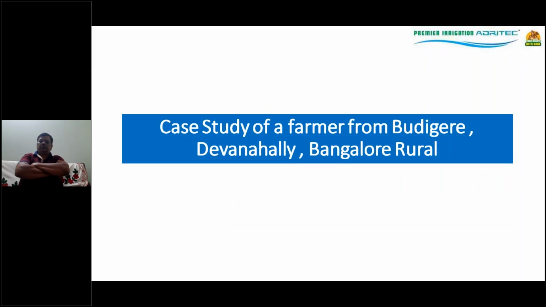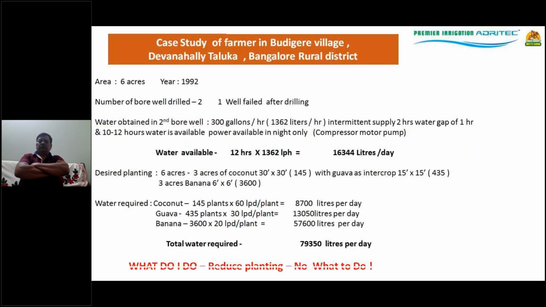So now, after looking at all the major components, I want to take up the case study from a farmer in Budigere, Devanalli, which is not very far away from here. And Budigere comes in Bangalore rural district. Okay, what was the problem over there? I'm talking about when I joined this line way back in 1992.